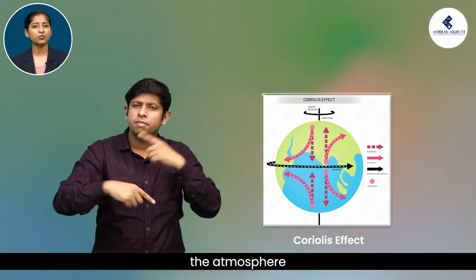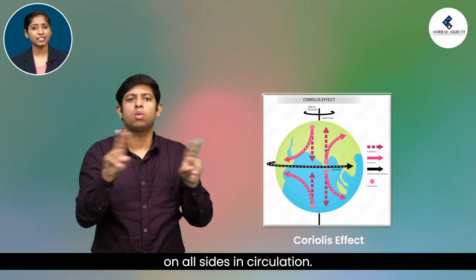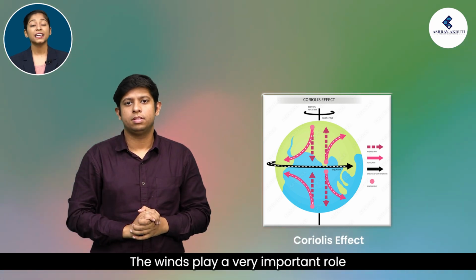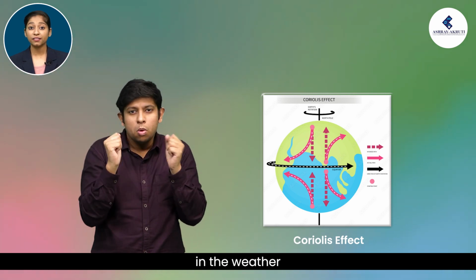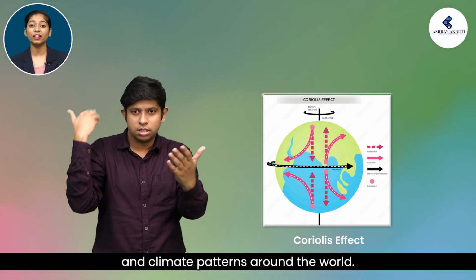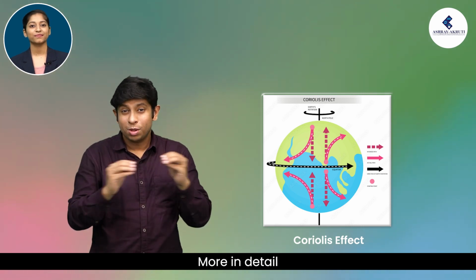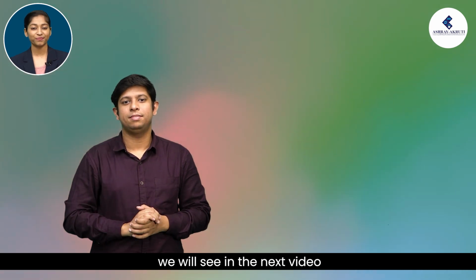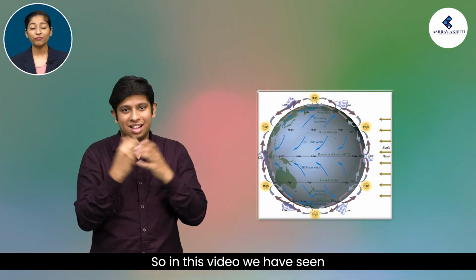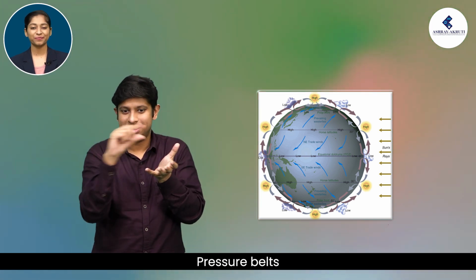Thus, the atmosphere is always surrounding the Earth on all sides in circulation. The winds play a very important role in the weather and climatic patterns around the world. More in detail we will see in the next video. So, in this video we have seen air pressure and pressure belts.